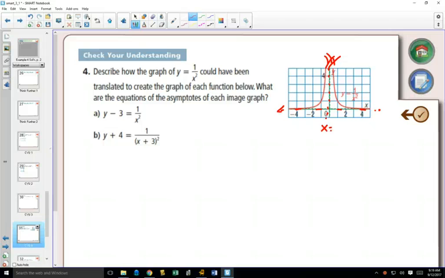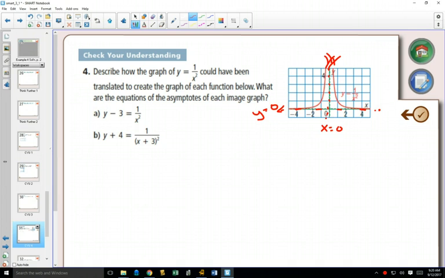Okay, so we have an asymptote at x equals 0 and one at y equals 0. And this is the graph of 1 over x squared. Now we can apply all of those same things that we've learned in the past about moving things left, right, up, and down to this graph as well.